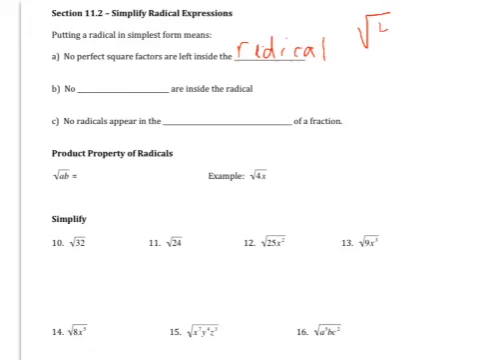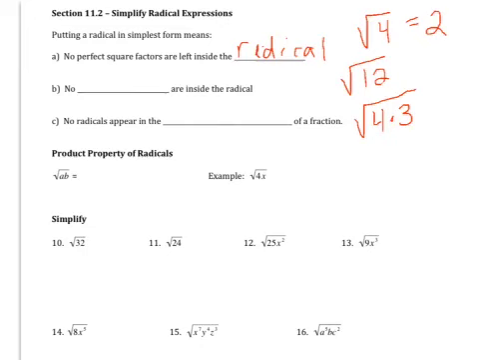If I have the square root of 4, we can simplify that to 2, because 4 is a perfect square, and we know that the square root of it is 2. But what if I had the square root of 12? 12 is not a perfect square, but 12 is the same as 4 times 3. So technically there is a perfect square left inside the radical that we need to simplify. We're going to talk about how to do that a little bit later.